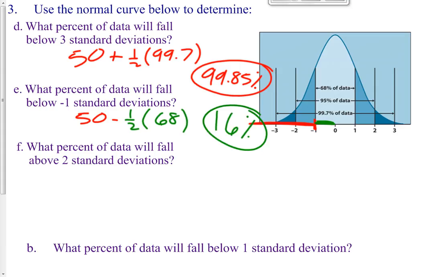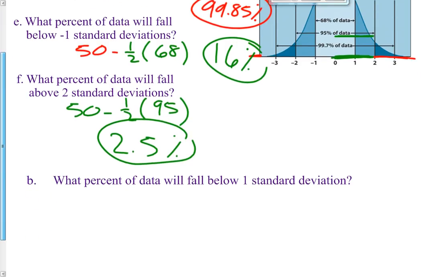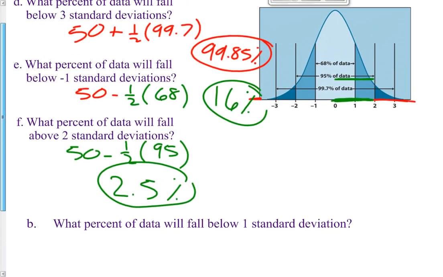What percent of the data will fall above 2 standard deviations? So here's 2 standard deviations. What percent fall above it? Less than half. It's going to be 50% minus half of 95. 50 minus half of 95, that is 2.5%.